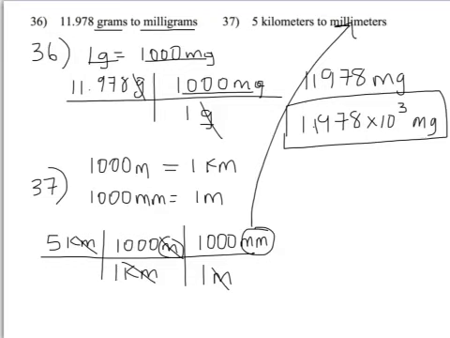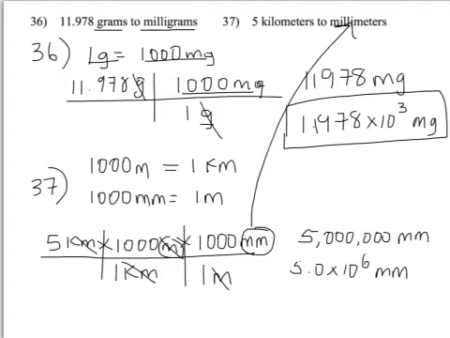So you just do the multiplication across the top, and you are left with 5 million millimeters, or 5.0 times 10 to the 6th millimeters. And there's your answer for number 37.